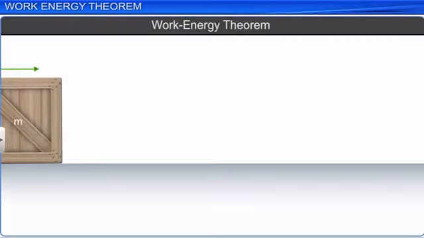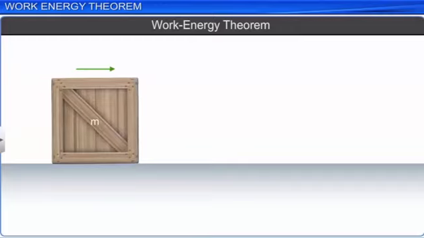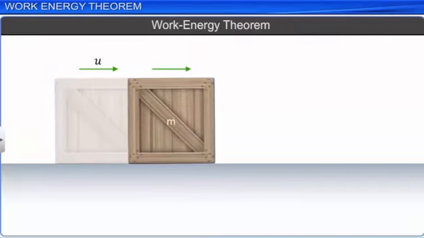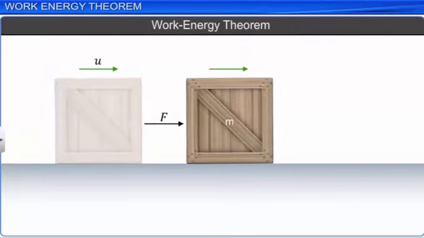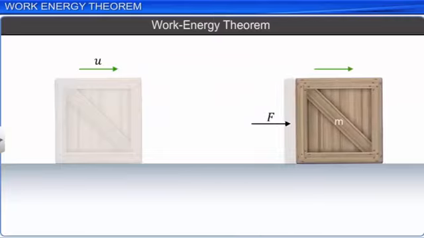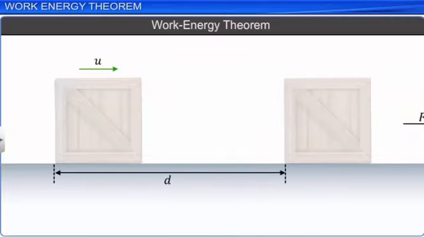Consider a body of mass m moving with initial velocity u and let the constant net force F act on it. At the end of displacement d, its velocity becomes v. We know from the equations of motion that v square minus u square is equal to 2ad.